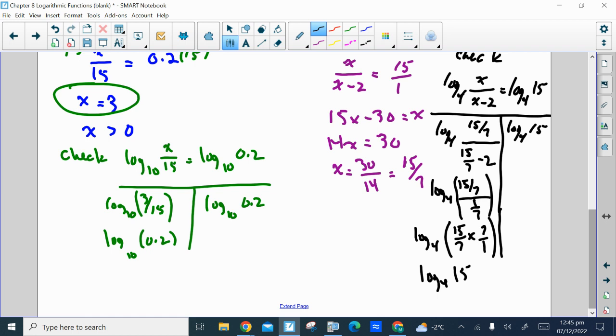Also, that answer is not eliminated because of the domain. The domain was that x had to be greater than 2. 15 on 7 is 2 and 1/7. It's greater than 2.